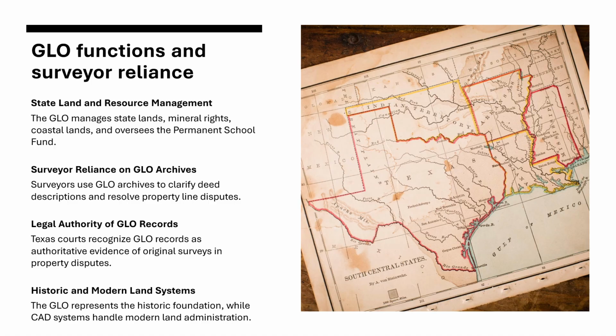Courts in Texas recognize GLO records as authoritative evidence of original surveys. And as you know from our earlier lectures, original surveys control. Later errors or approximations must yield to the first call. So where CADs are administrative and modern, the GLO is historic and foundational. Together, they represent the two halves of the Texas land system, one that values property for taxation and one that preserves the origin of ownership.